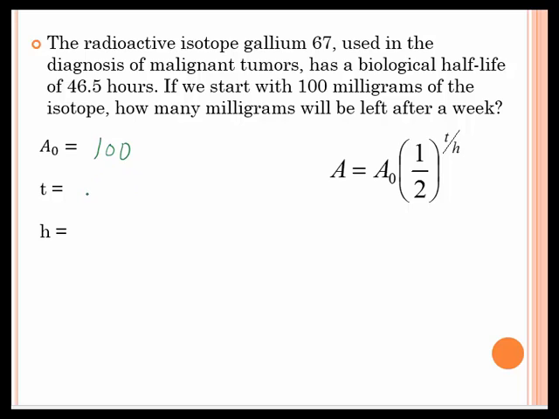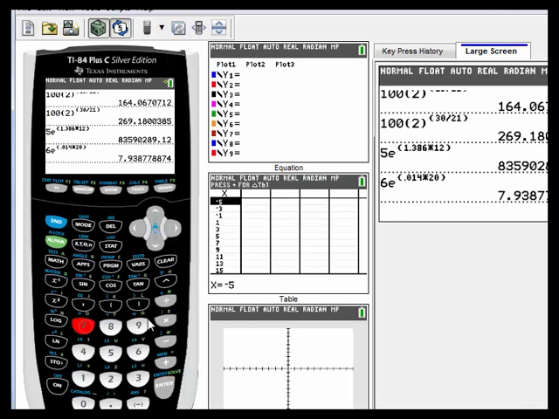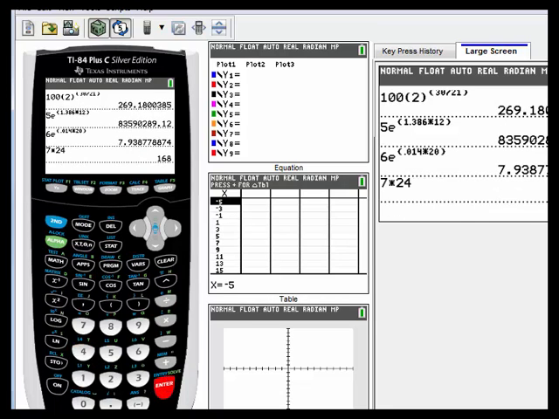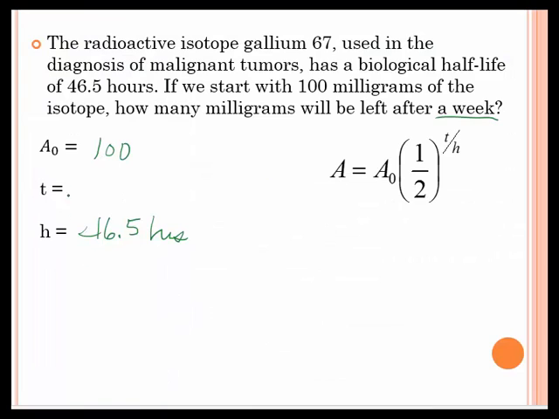My time, well, let's go down to half-life. Since they gave half-life in hours, 46.5 hours, then I have to make sure my time is in hours, but we said after a week. So 1 week is 7 days, and then I have to take 7 times 24, and I don't even have a pencil on me, so I'm going to do it right here. 7 times 24, I think that's 168. Okay, it is 168. So our time is 168 hours. We have to make sure that our half-life and our time is in the same units of measure.